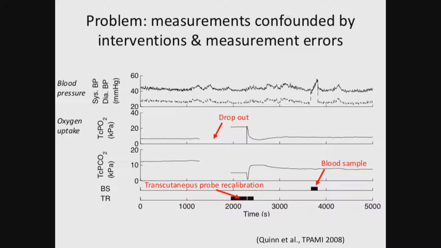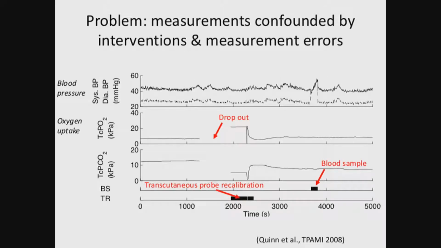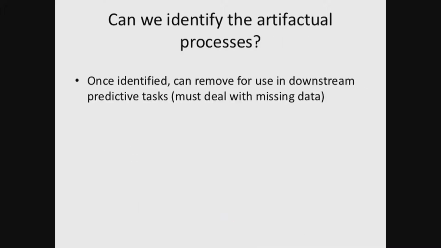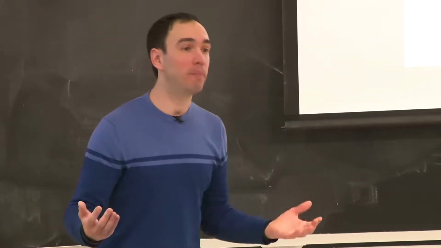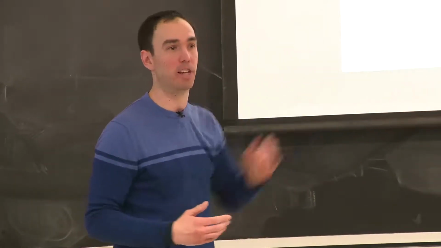And in both of these cases, what's going on with the individual might be relatively constant across time, but what's being observed is dramatically affected by those interventions. So we want to ask the question, can we identify those artifactual processes? Can we identify that these interventions were happening at those points in time? And then, if we could identify them, then we could potentially subtract their effect out. So we could impute the data which we now know to be missing, and then have this much higher quality signal used for some downstream predictive purpose, for example.